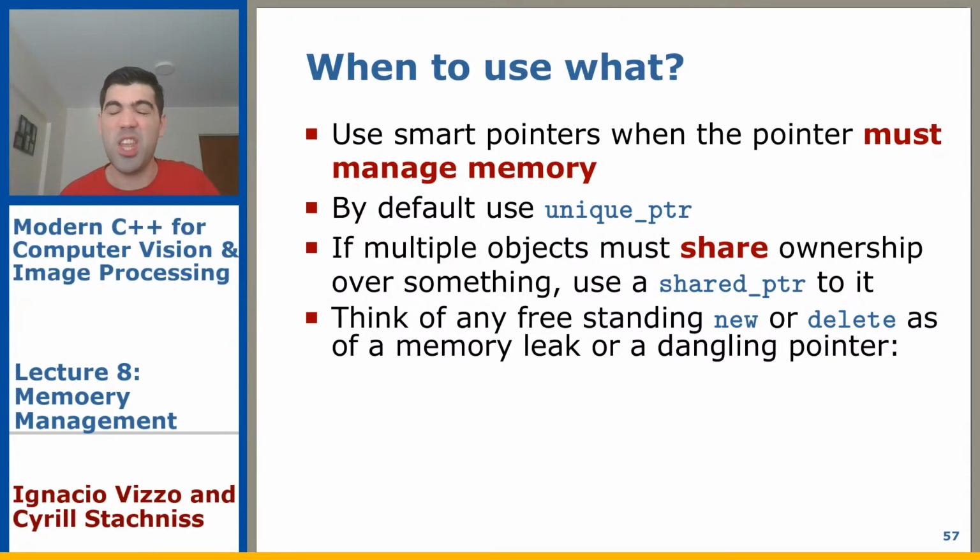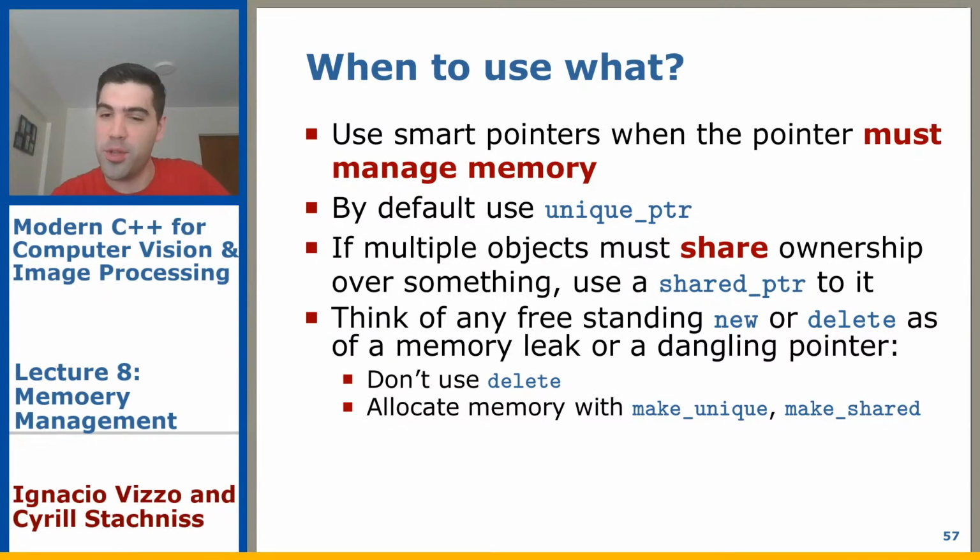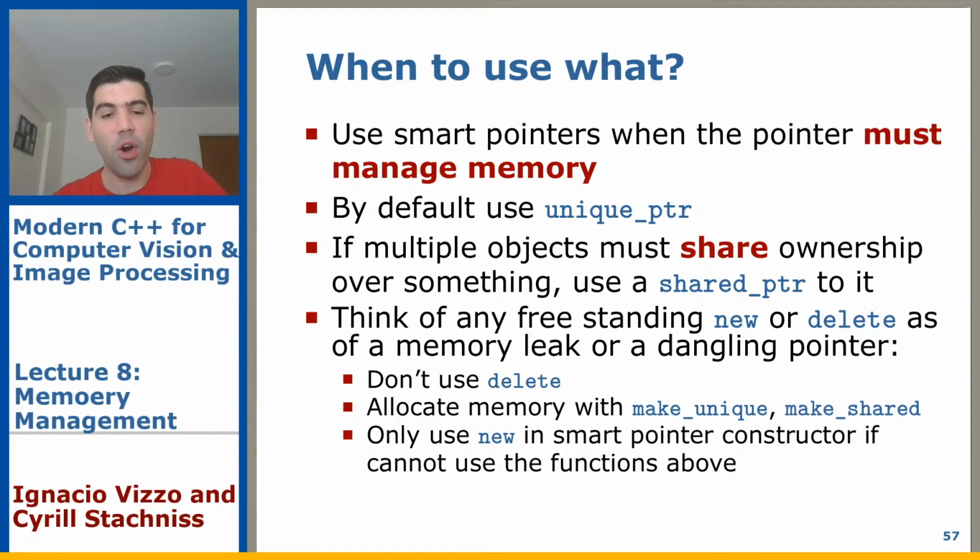So if you see new in the code, you say, okay, this is going to be a memory leak. Maybe not. Maybe the programmer did it properly, but this is not so common. And believe me, even a really experienced programmer can make this mistake. So just use smart pointers. Don't use delete, bad guy. Don't use new. Allocate memory with make unique and make shared. And only use new in a smart pointer constructor if you cannot use the functions above.